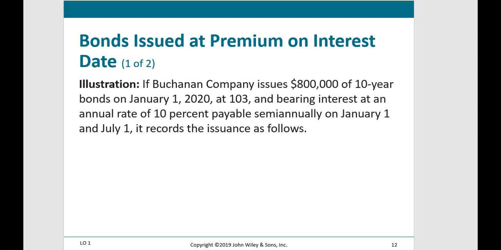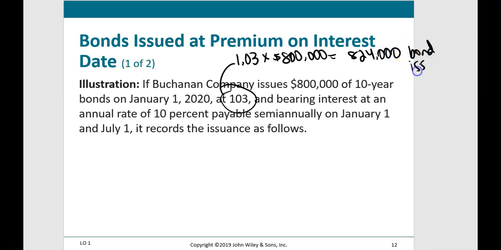What if the bonds had been issued at a premium? And again, on the interest date. Buchanan Company issues 800,000 of 10-year bonds on January 1st, 2020, this time at 103. So now we know how much cash the company received. This is implicitly 103%, 1.03 times 800,000, or 824,000. So it's the bond issuance price, or cash received, bond selling price.